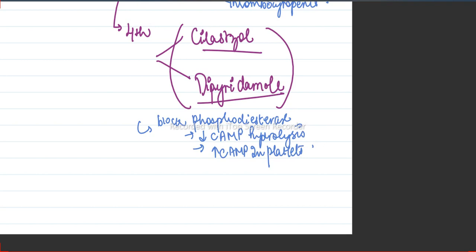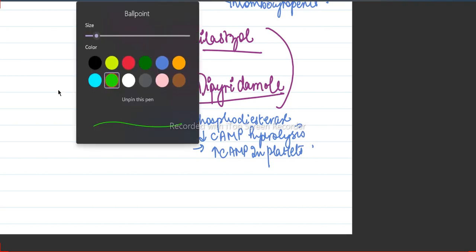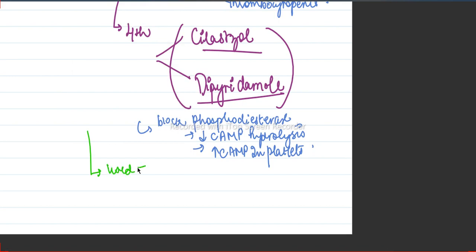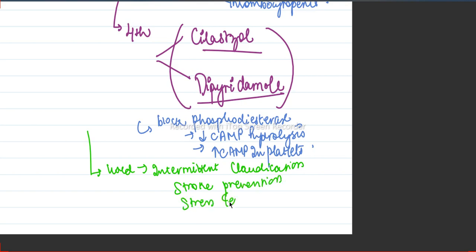We'll use these drugs in cases of intermittent claudication, stroke prevention, stress testing, and prevention of coronary stent restenosis.